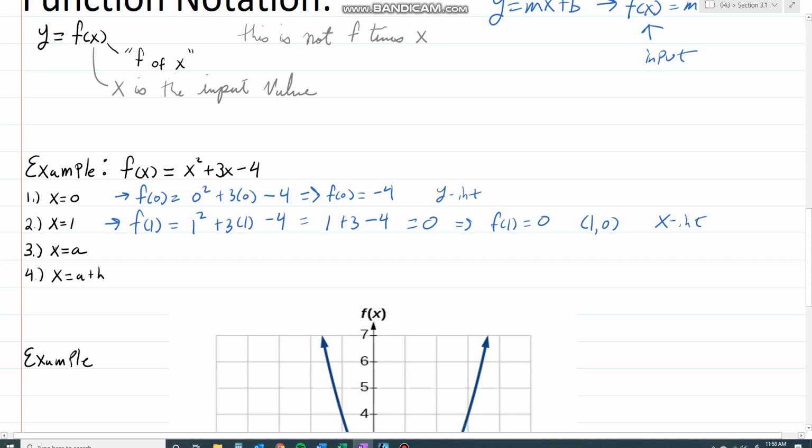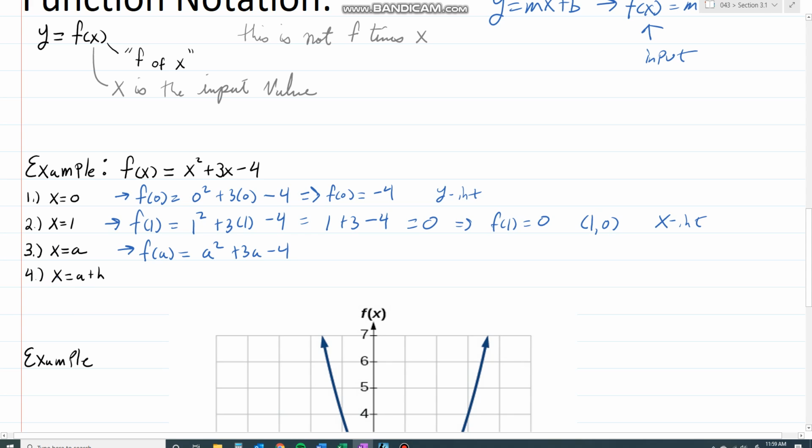All right, this one's kind of weird, but let's do it. We're going to plug in x equals a. How would you do something like that? So f of a would be a squared plus 3a minus 4. And that's it. That's all you have to do. It's just a change of variable situation there.